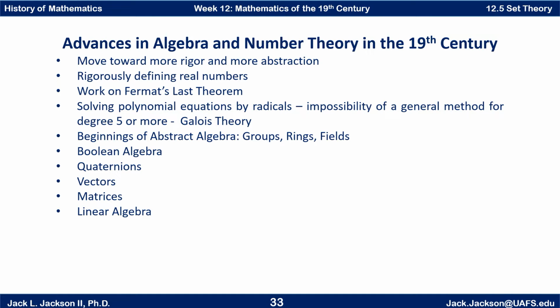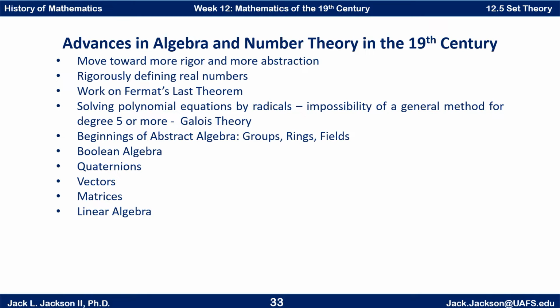In number theory, there was more work on Fermat's last theorem. First, there was some work on solving some more special cases of that, but there was not a general solution until much later, actually the very end of the 20th century. Wiles finally proved that. There was work on solving polynomial equations by radicals.